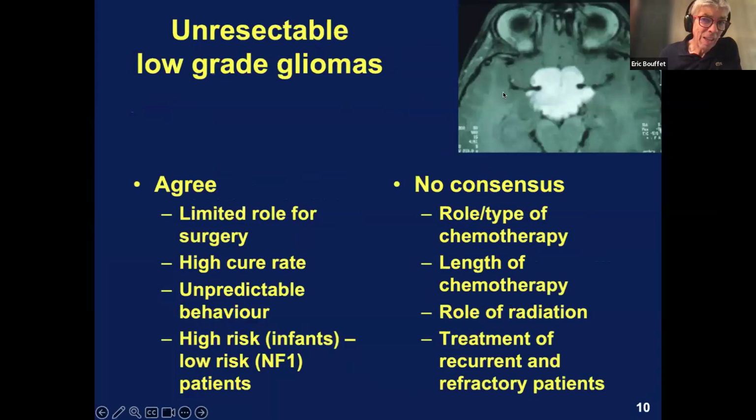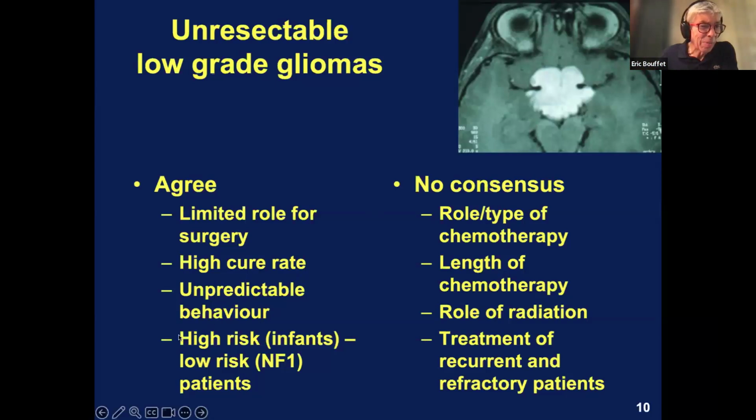The problem is sometimes the low-grade glioma, and very often, grows into a place where surgery would be devastating. This is an optic chiasm. If you remove it, the child will be blind and may have a lot of other issues. There is no role for surgery, but we know from the data that there is a high cure rate. So the question is how you bring the child to the status of cure, and how can you predict the behavior of this tumor? Is it going to behave nicely or aggressively?